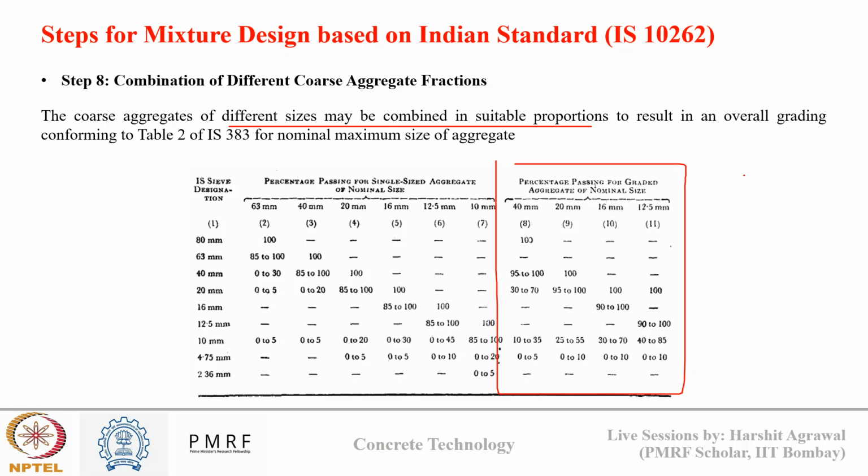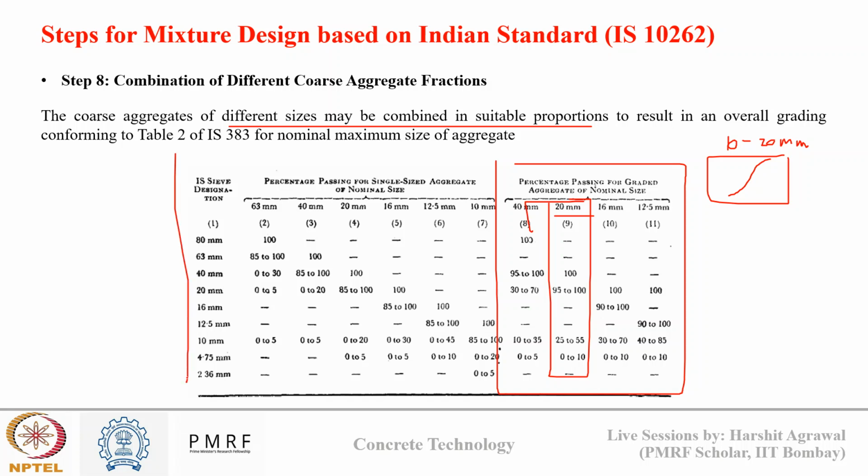Whatever sieve analysis data I get by doing sieve analysis of the 10-20 mm aggregate combination, I will compare with this column and check whether 50-50% mixing of 10 and 20 mm aggregate is giving me 20 mm nominal aggregate size or not. If not, then I need to modify my aggregate proportioning. This is how we use table 2 of IS 383 to get the nominal maximum aggregate size.